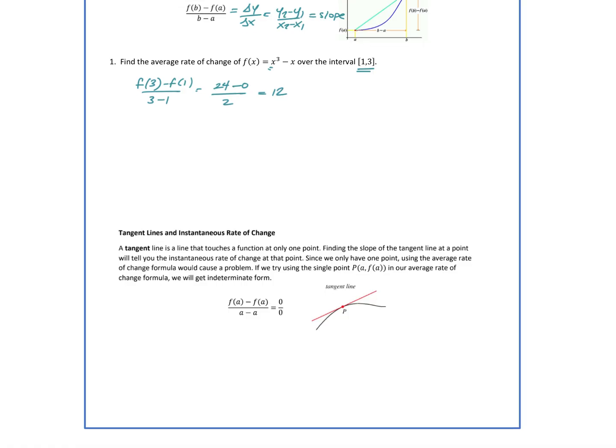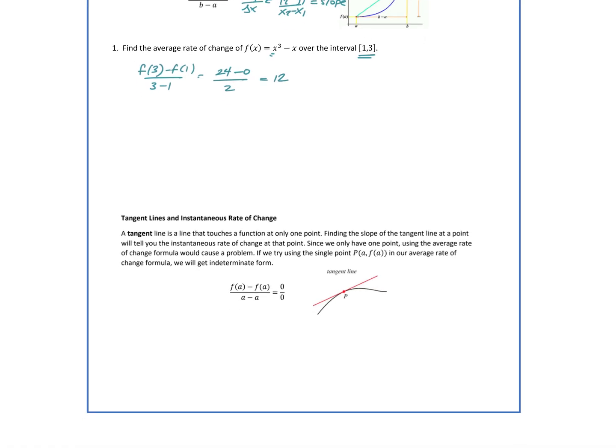In this video, we're going to talk about tangent lines and instantaneous rate of change. So instantaneous rate of change is a change at one particular moment in time. So if we talked about, let's just talk about speed or velocity, I'll use them loosely. Okay, they're slightly different, but we could just say speed.